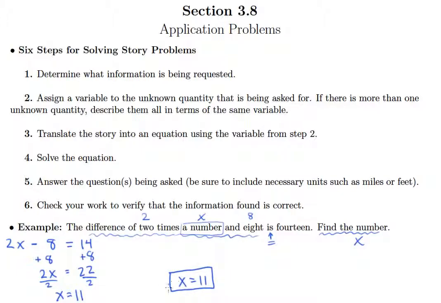Does it make sense that our number is 11? Well, the difference of 2 times 11 and 8: 2 times 11 is 22, minus 8 is 14. And that's exactly what it says it should be.